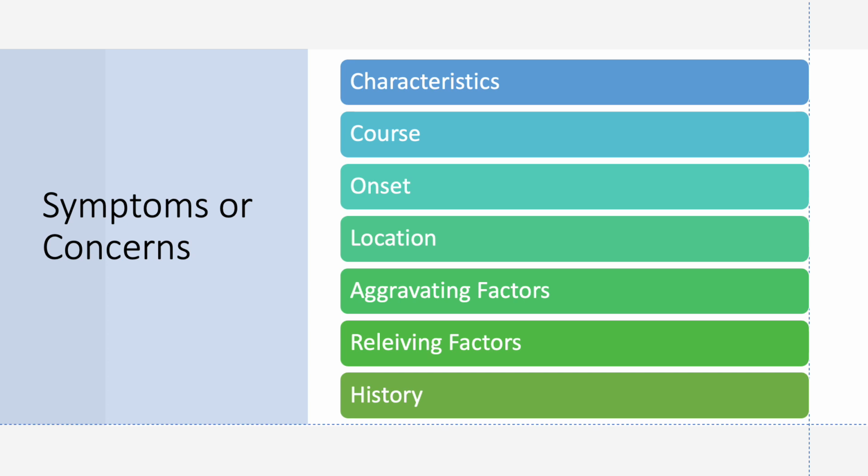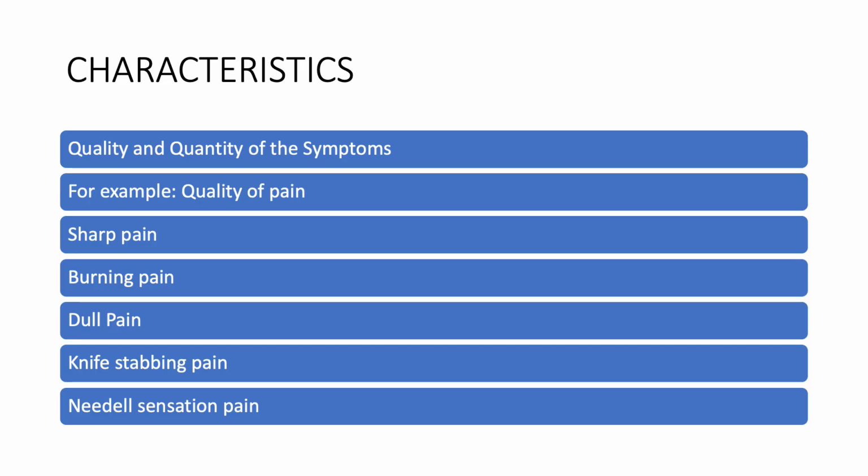And then the next question is symptoms or concern. We need to focus on symptoms. What is the characteristic of the symptoms? What is the course? What is the onset? What is the location? What makes it worse, the aggravating factor? What makes it better, the relieving factor? And what is the history?